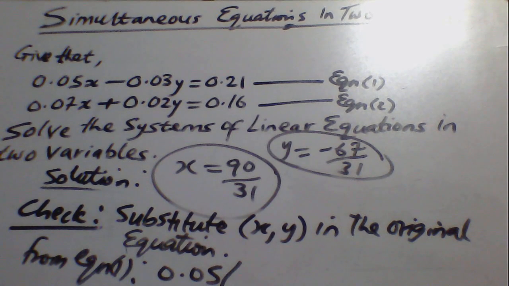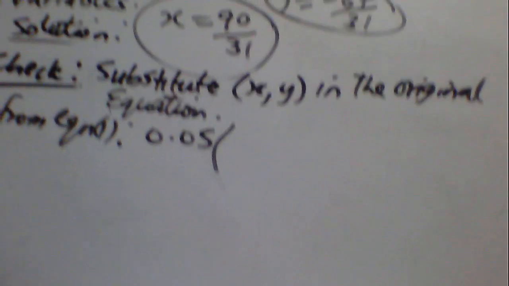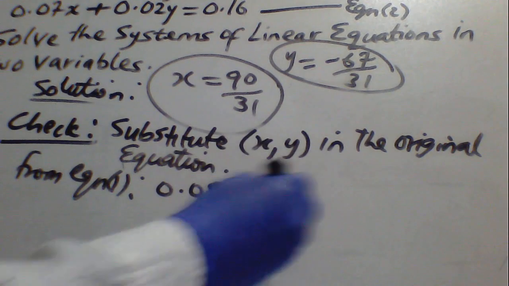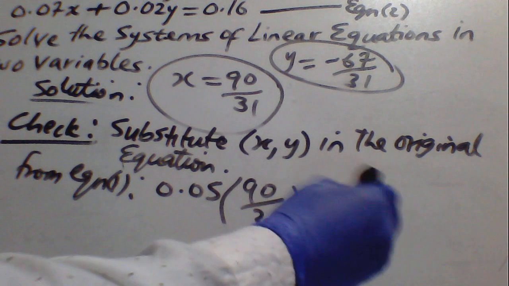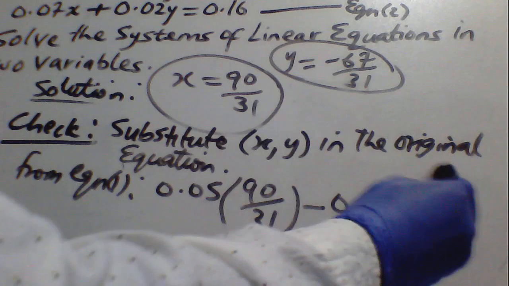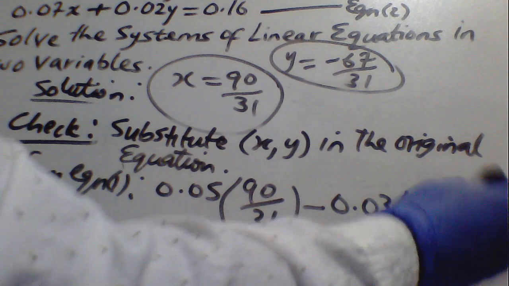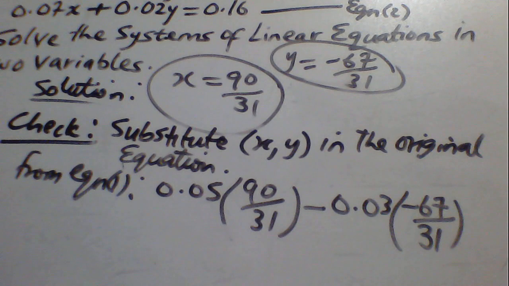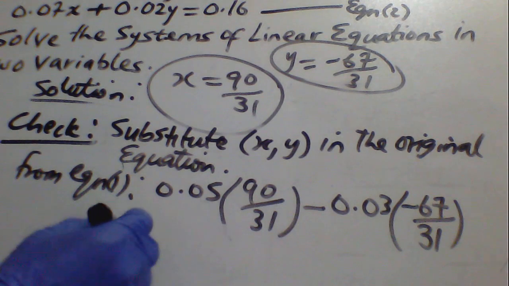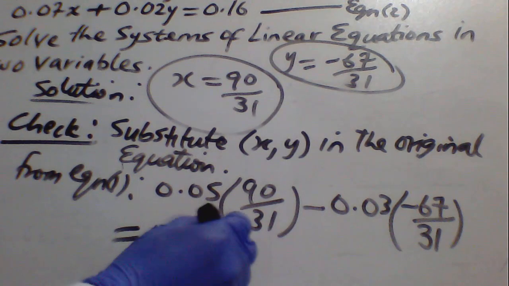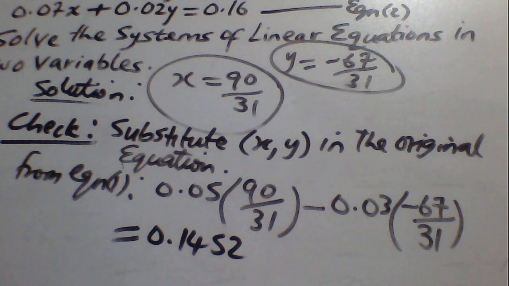0.05, wherever you see x, you put 90 over 31. 90 divided by 31 minus 0.03 multiplying minus 67 divided by 31. So use your calculator, check the value. Here you have 0.1452 plus 0.1452. So check the equation. Check the first equation.